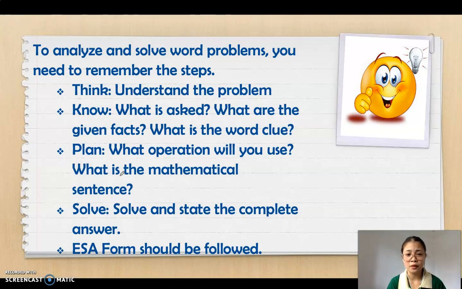We know that it's more about a cube. And then what is asked? The question is, what is the volume of the cube? And the given fact is that the side of the cube is 5 centimeters, and the word clue there is the word volume. Now, what operation will you use? So, the mathematical sentence is we are going to use the formula, which is V equals S times S times S. Then we are going to solve.